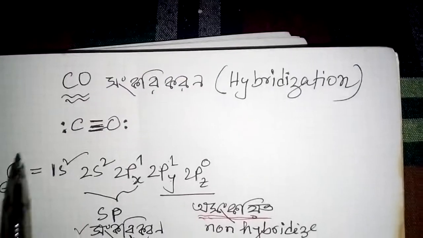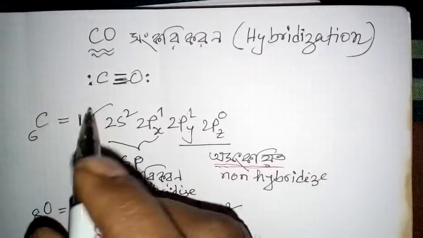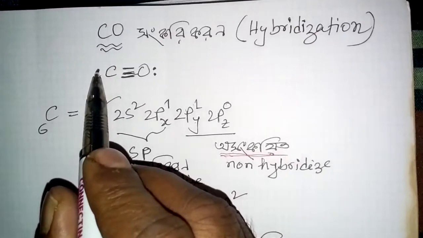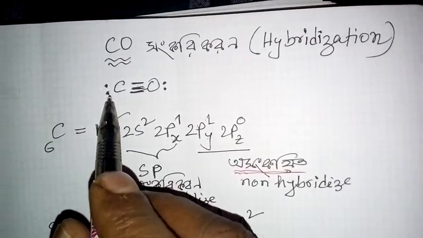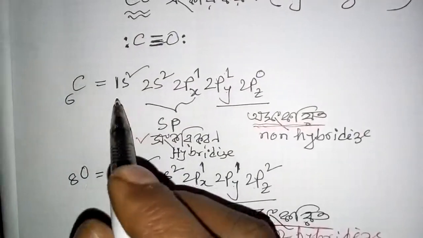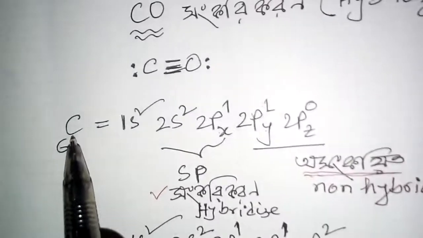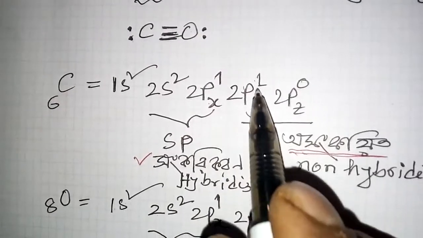Today we discuss the hybridization of CO, that means carbon monoxide. Here, carbon monoxide: lone pair electrons, C triple bond O, lone pair electrons. We know that the atomic number of carbon is 6. The electronic configuration is 1s2, 2s2, 2px1, 2py1, 2pz0.